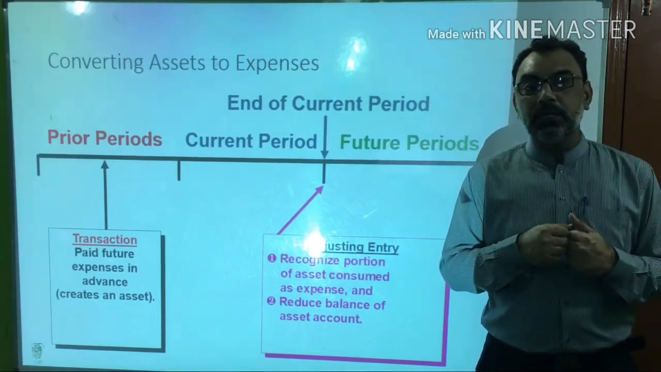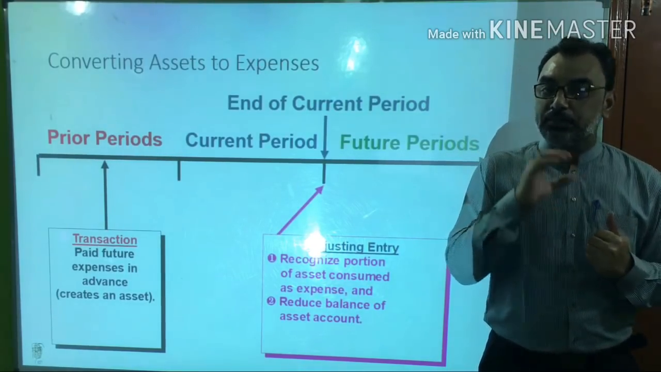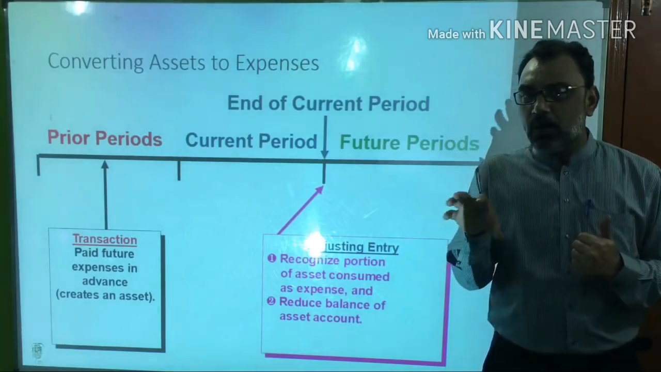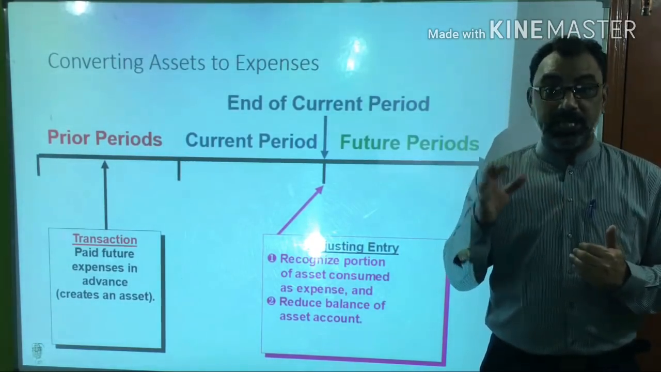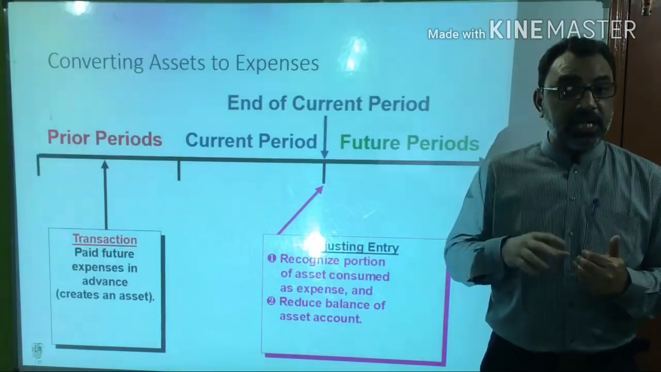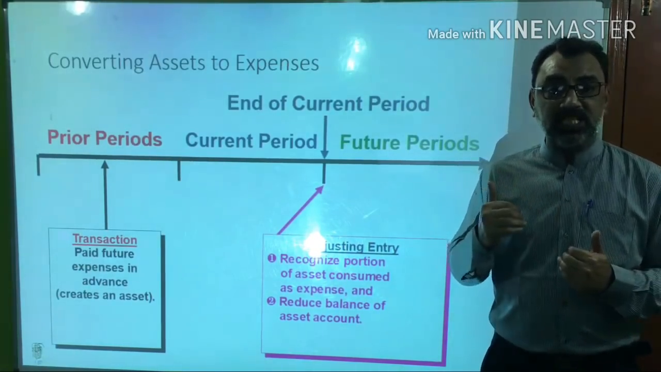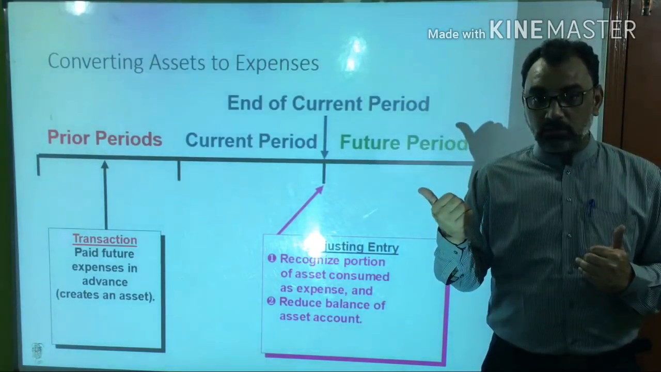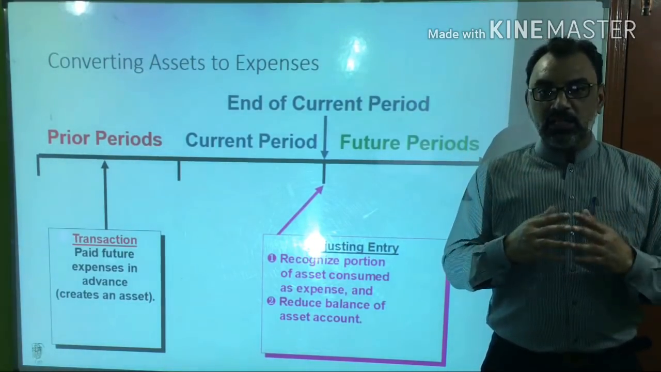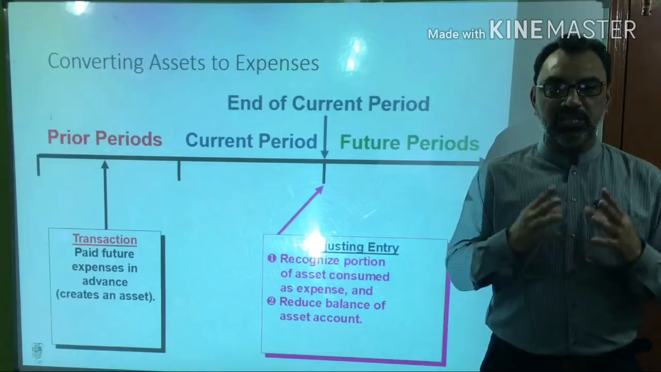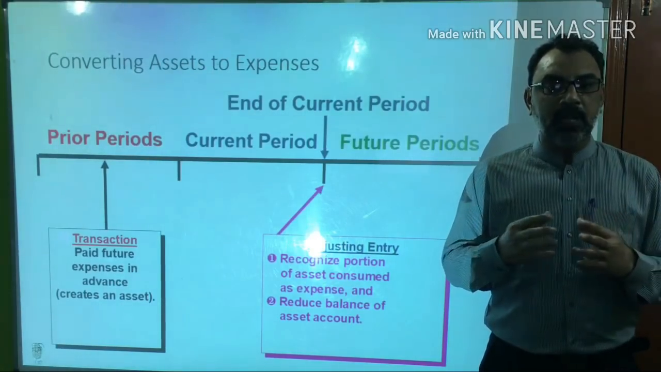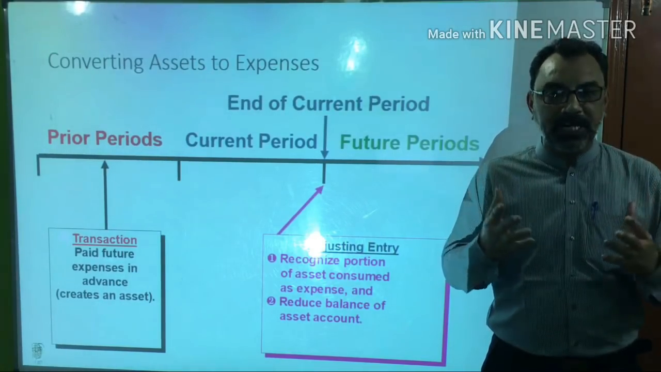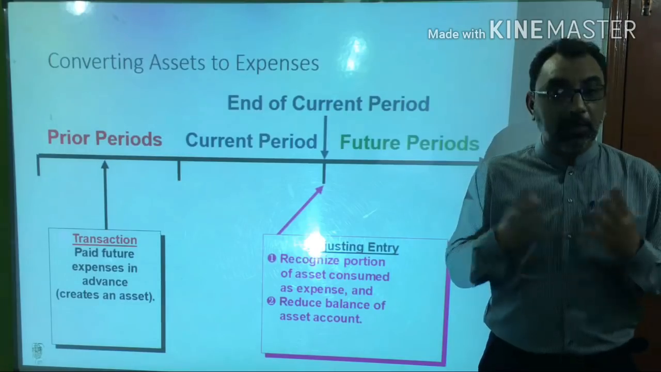This adjusting entry reflects the fact that part of the asset has been used up or become an expense during the current accounting period. So an adjusting entry to convert an asset to expense consists of a debit to an expense account and a credit to an asset account, or a contra asset account. Examples of this adjustment include the entries to apportion the cost of, let's say, prepaid expenses, and entries to record depreciation expenses.